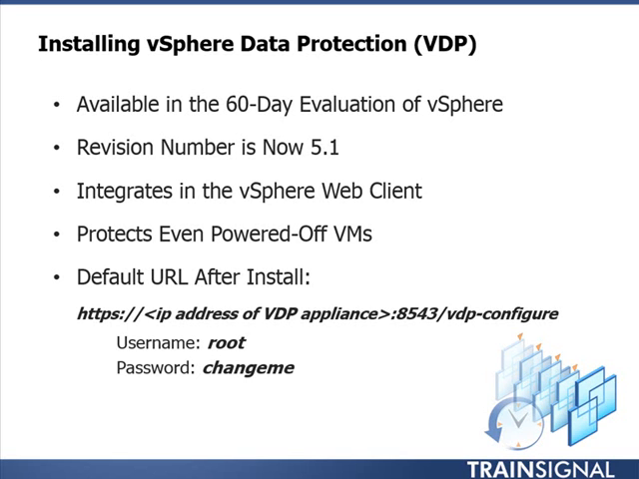After you perform the deployment of the VDP virtual appliance, the URL that you'll need to know is going to be https:// the IP or the domain name, if you registered it, of the VDP virtual appliance, :8543/vdp-configure. The default username is root, and the default password is changeme. So with that, let's go over to our vSphere web client, and we'll get started by deploying the new vSphere Data Protection virtual appliance.